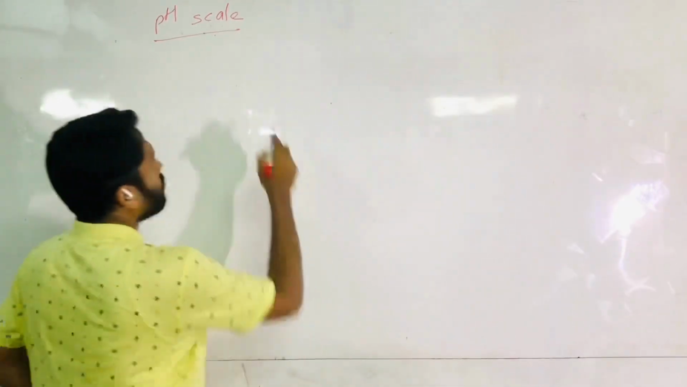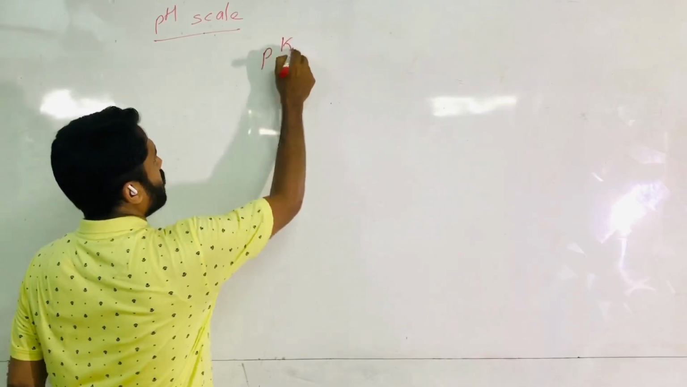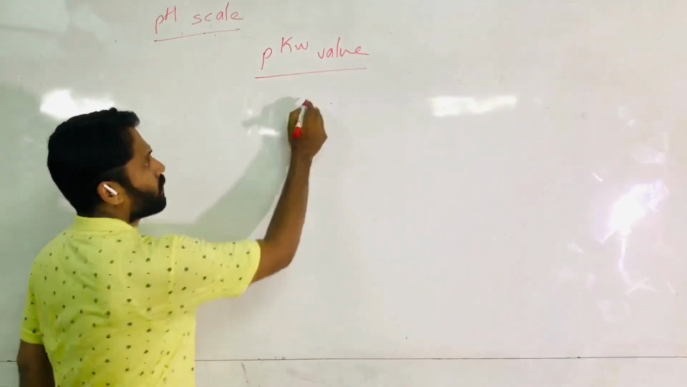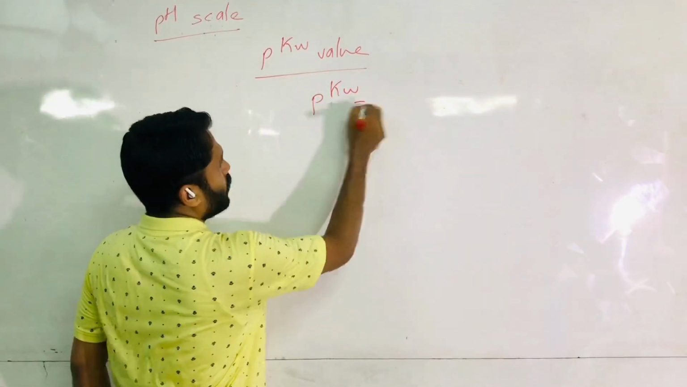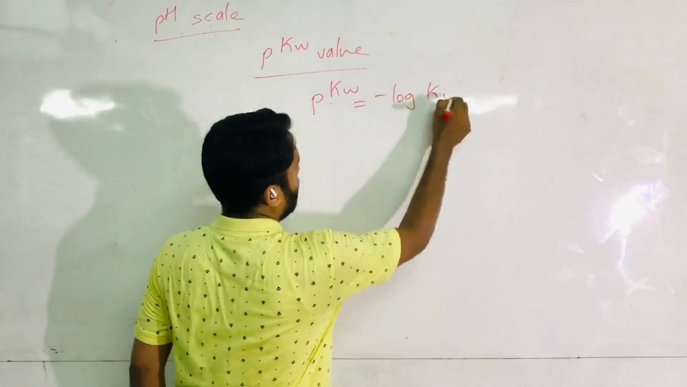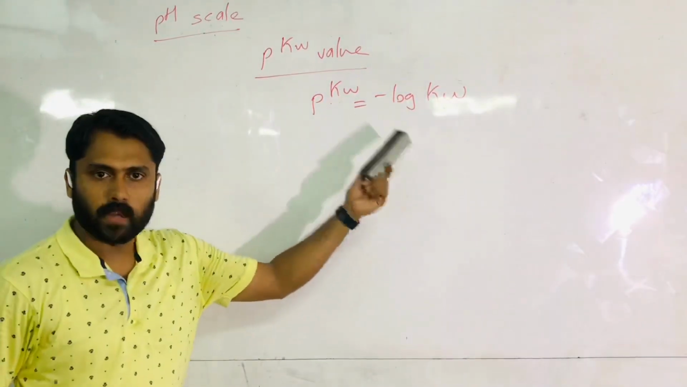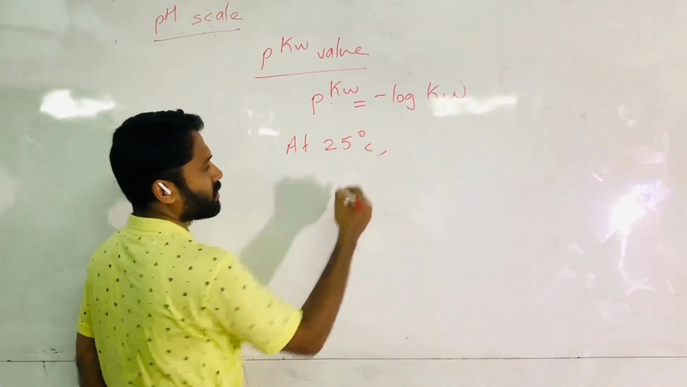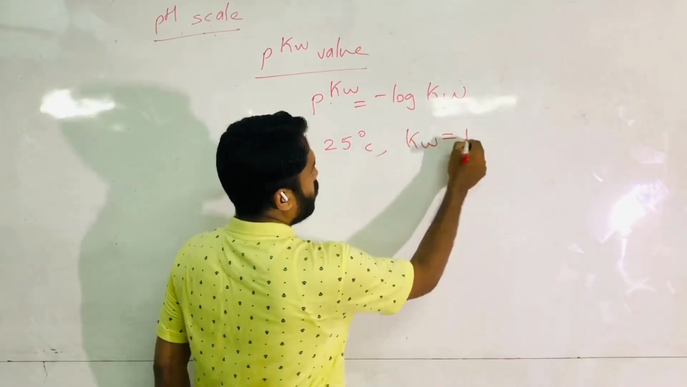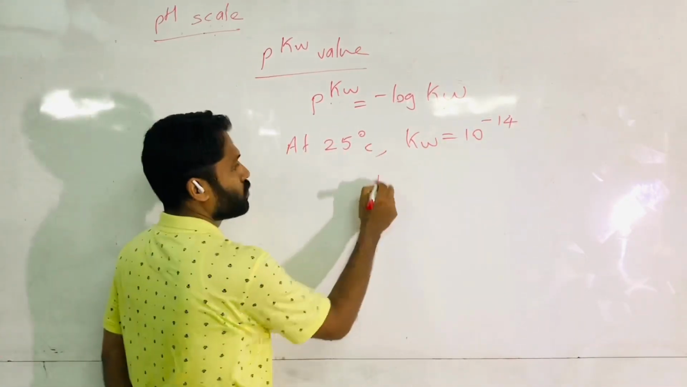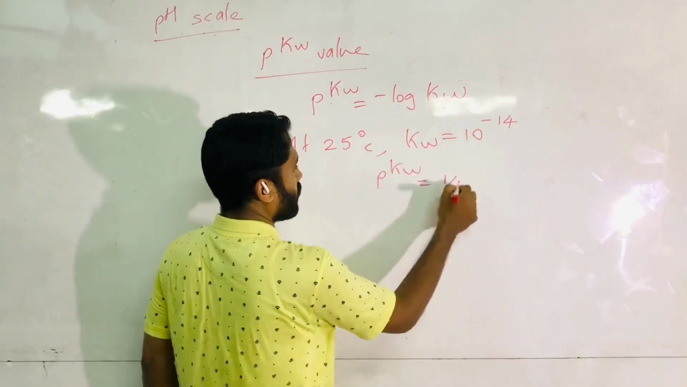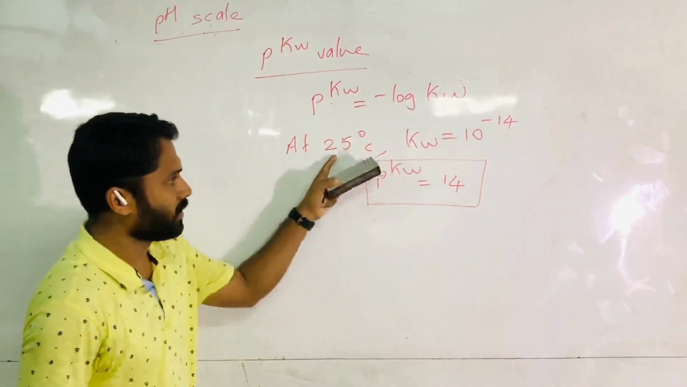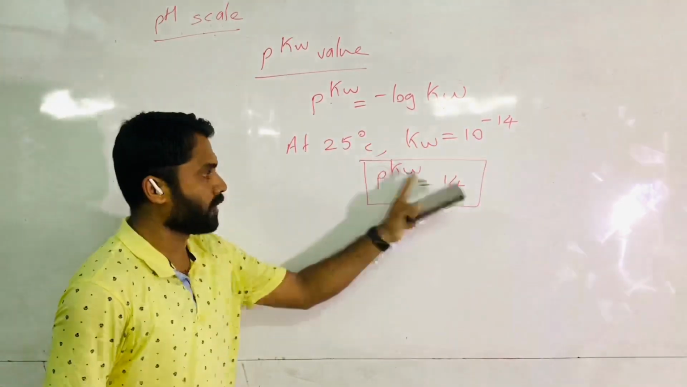Similarly, we can use the term pKw value. pKw equals minus log Kw. Again, at 25 degrees Celsius, we know Kw equals 10 raised to minus 14. So, pKw equals 14.